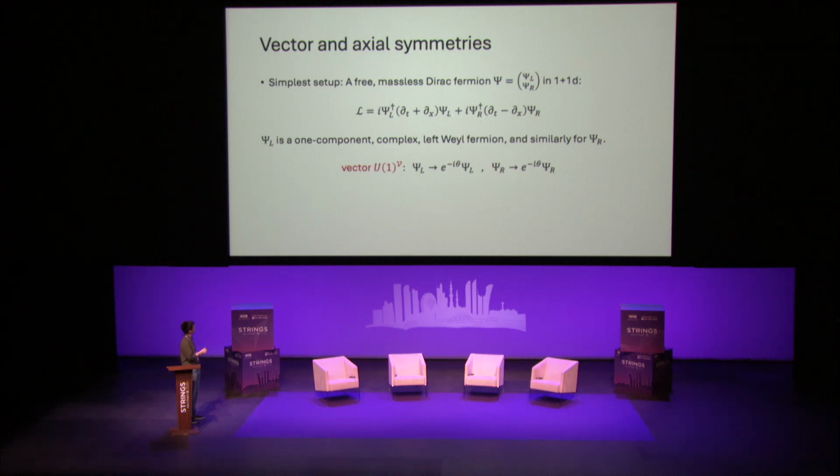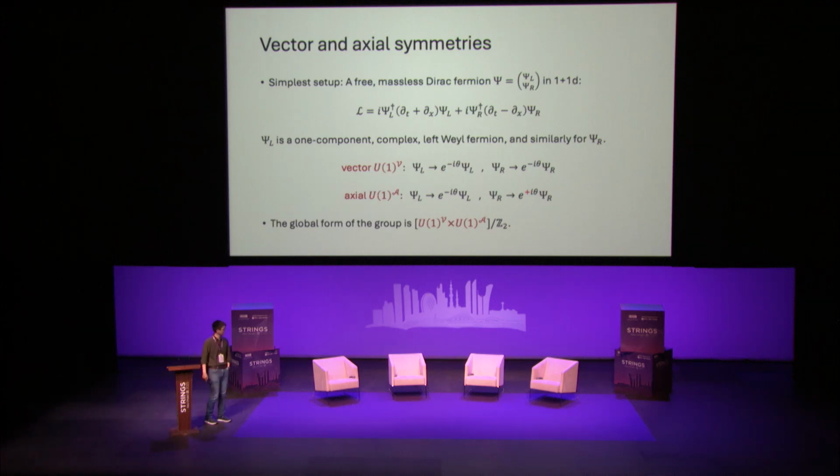Okay, so the left and the right fermions don't talk to each other, and we have two U(1)s. The first one is a vector U(1) that rotates the left and the right by the same phase. The second is an axial U(1) that rotates the left and the right by the opposite phase. Globally, there's a Z2 quotient. That's not terribly important for my story, but I figure I should mention it. Importantly, in the continuum, the vector and the axial U(1)s commute with each other. These are phases, right? Phases commute.